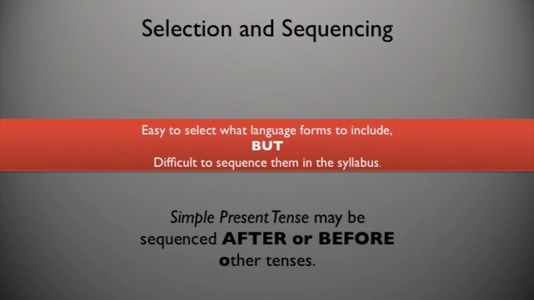In grammatical syllabus, selecting the materials to be included in the syllabus is easy because there are so many language forms that could be included. But sequencing is another story. It is not easy to sequence them in the syllabus. Why? Because we never know what should be presented first, whether, for example, simple present tense and then past tense, or should we put simple past tense before simple present tense.